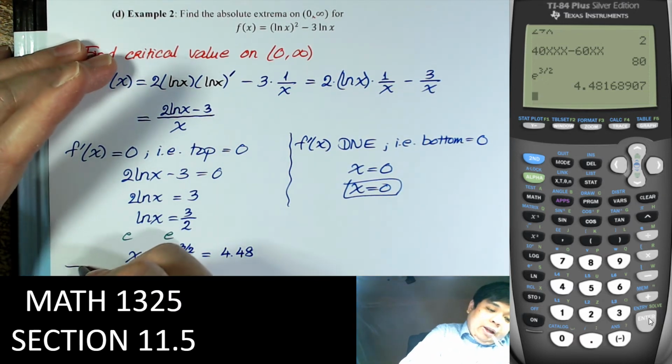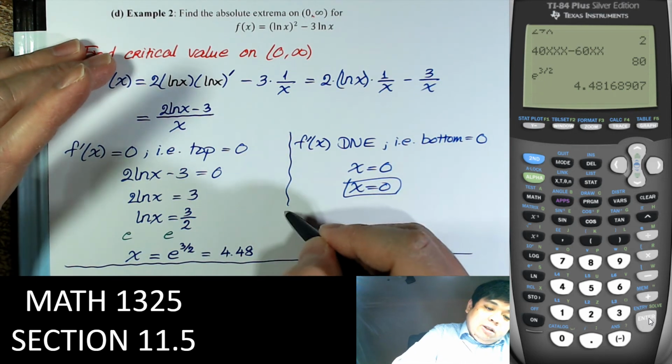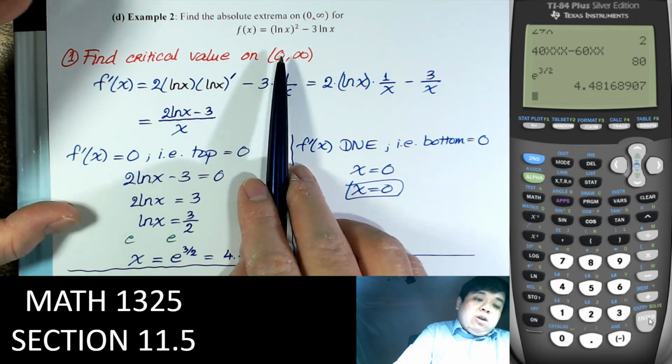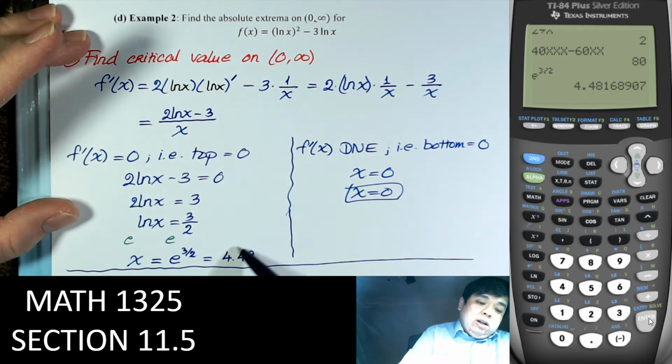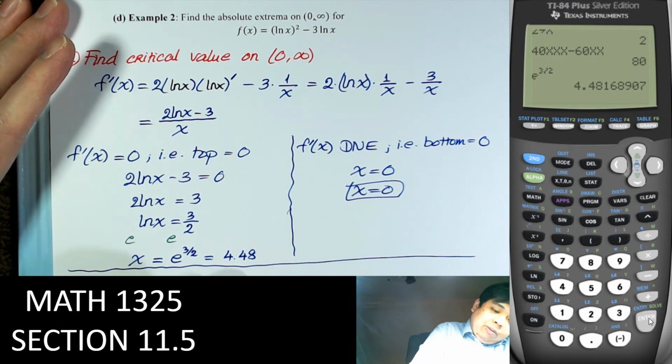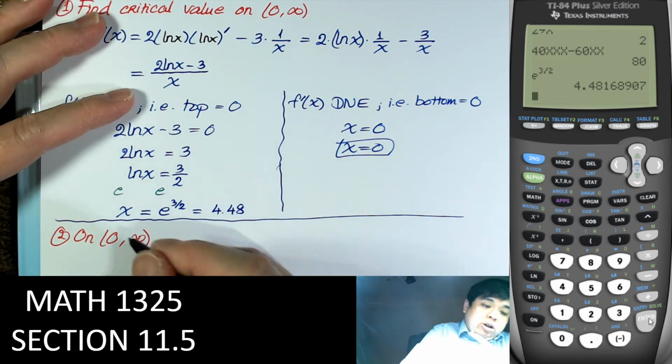Right, now the critical values on 0 to infinity, there's only one. So we make an observation that on the interval of 0 to infinity, there is only one critical value.